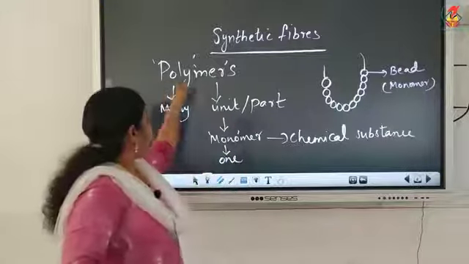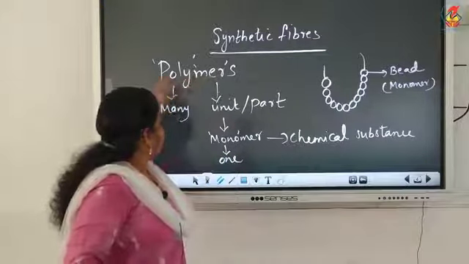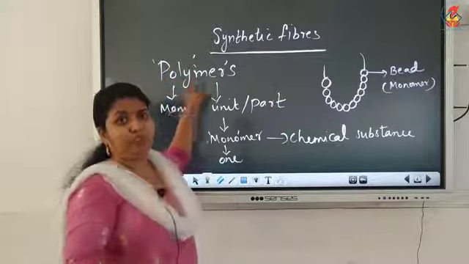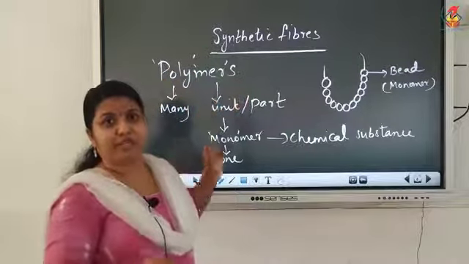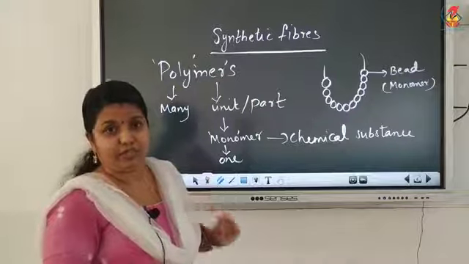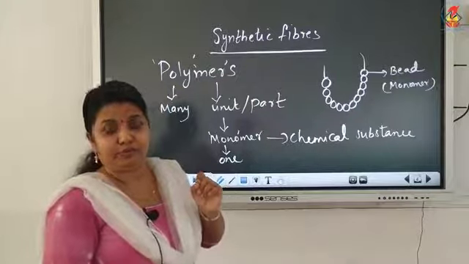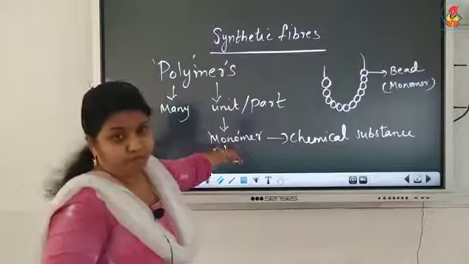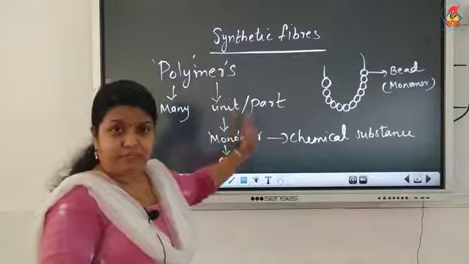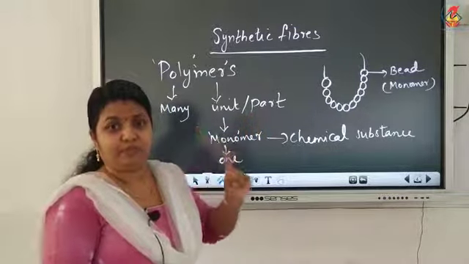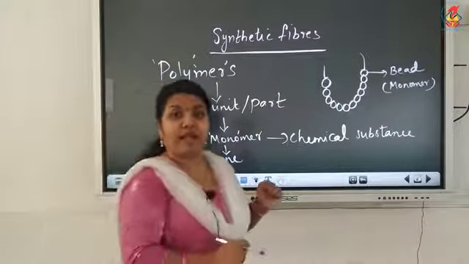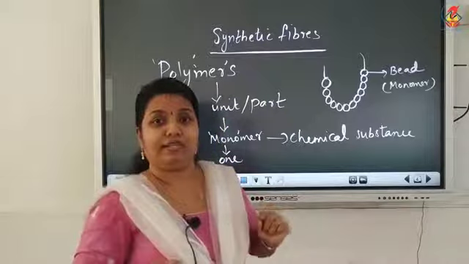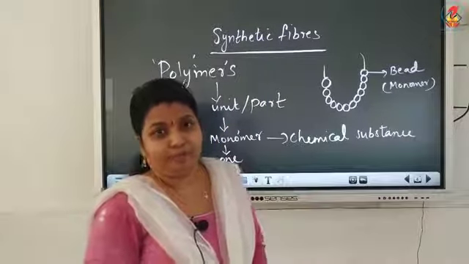The term polymer is made up of two parts, poly meaning many and mer meaning unit. Many small units add together to form a large single unit. Each small, individual unit is called a monomer. In the case of synthetic fibers, each monomer is a chemical substance. Small units of chemical substances add together and you get a large single unit called polymer.